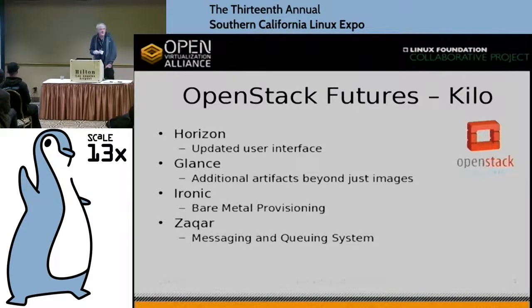At the Paris Summit back in November, they decided that the next release was going to be called Kilo, in recognition of the kilogram that's actually sitting in the Paris Museum. And some of the things that are coming into Kilo: they're doing a lot of work on updating the user interface to improve that, enabling Glance to store artifacts beyond just images, so other objects there. Bare metal provisioning, so how do you provision OpenStack where you haven't even got a virtual machine there in the first place? Okay, and introducing a message and queuing system.